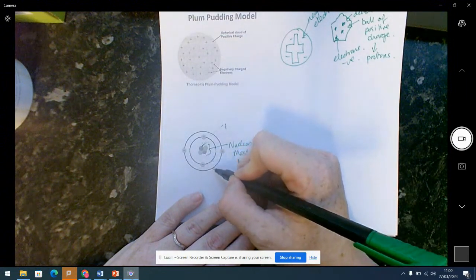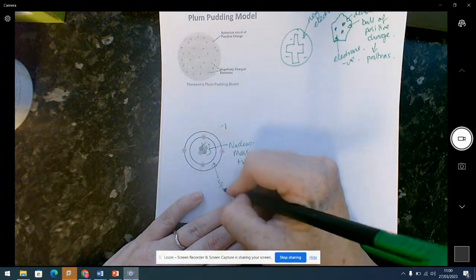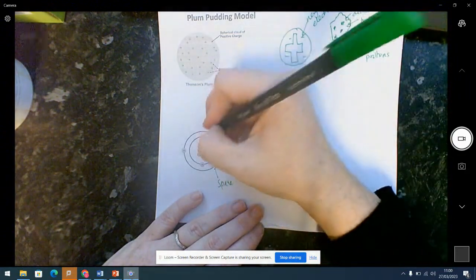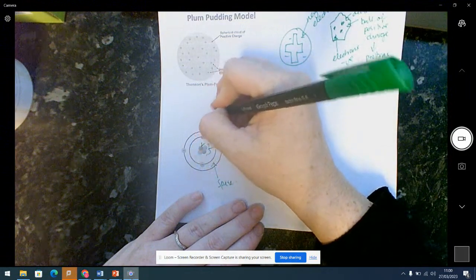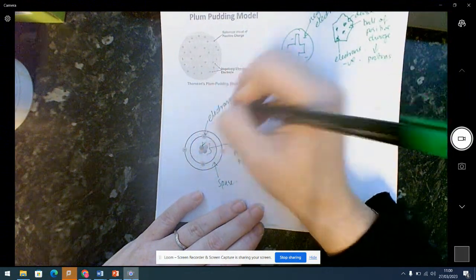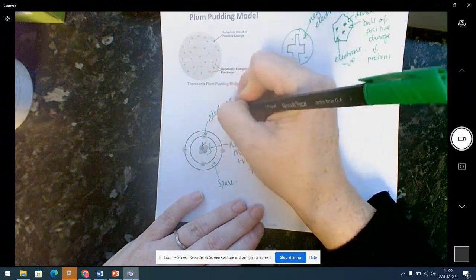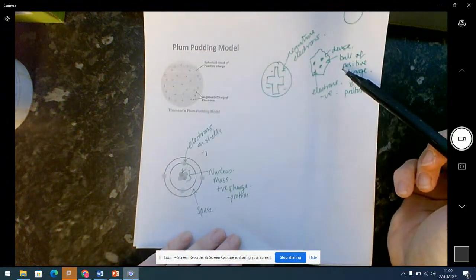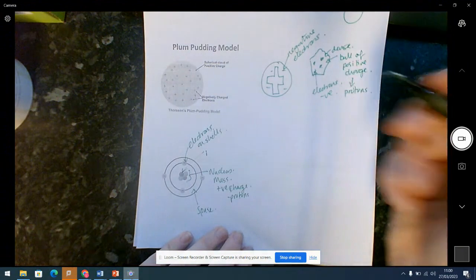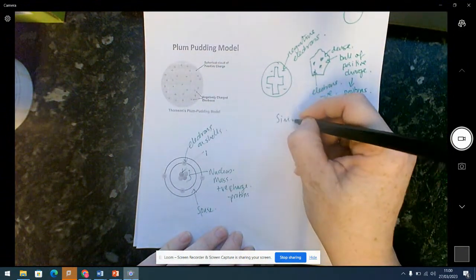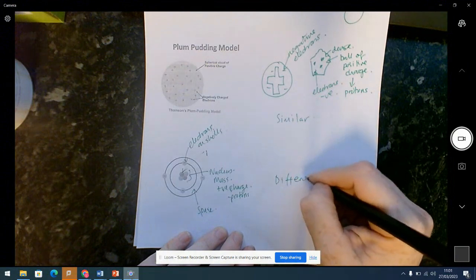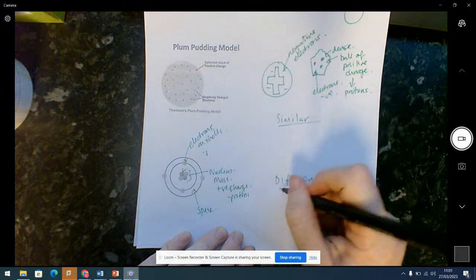We've then got a large amount of space, so you can see there's lots of space between the shells. And then we have our electrons, which are on the shells. So quite different to the model that was proposed by the plum pudding model. So how are they similar? And how are they different? It's important you're able to articulate that.